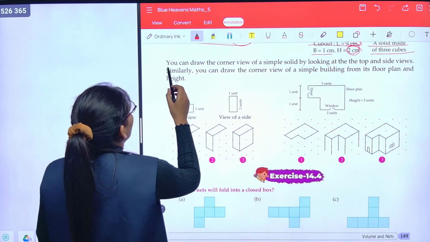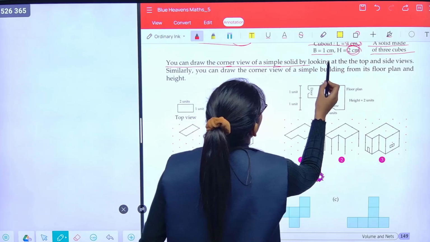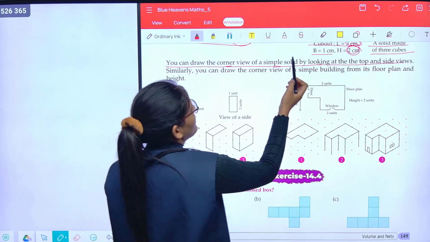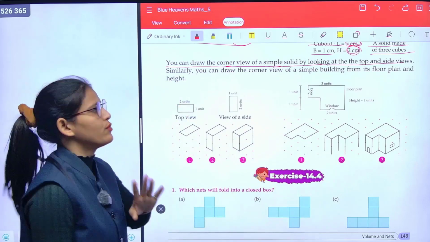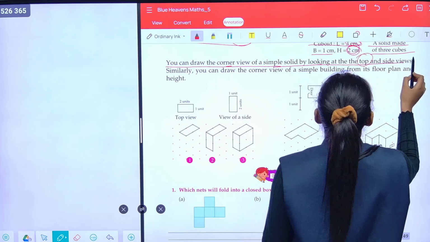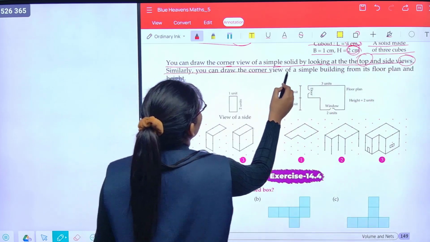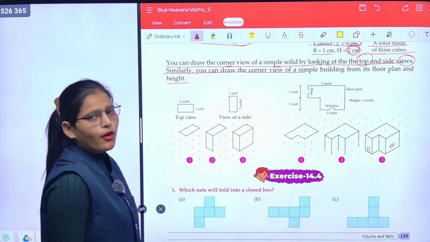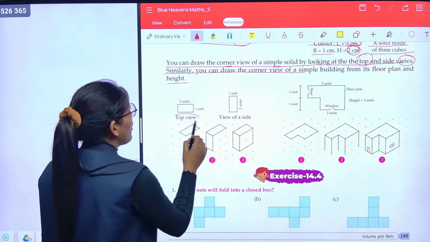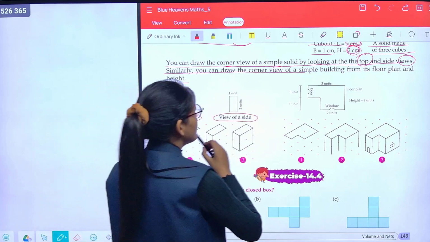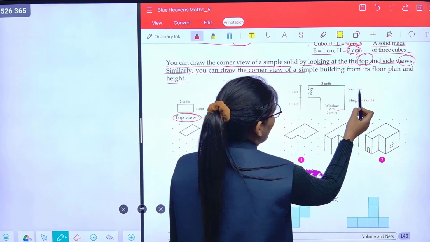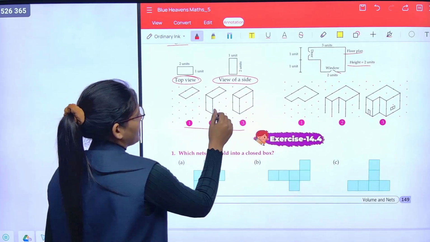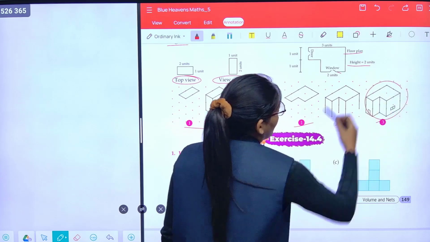Understand? Now you can draw the corner view of a simple solid by looking at its top and side views. What can we do now, class? We can draw the view of a simple solid by looking at its top and side views. Similarly, you can draw the corner view of a simple building from its floor plan and height. Now class, top view, view of side. Floor plan and height is 2 units. 1, 2, 3, you can draw like this. And 1, 2, 3, this is complete.